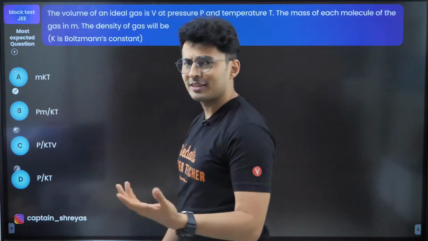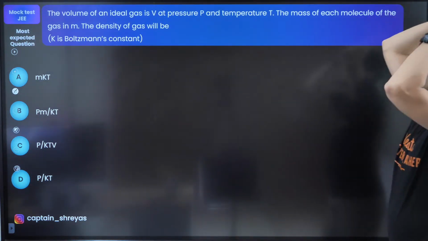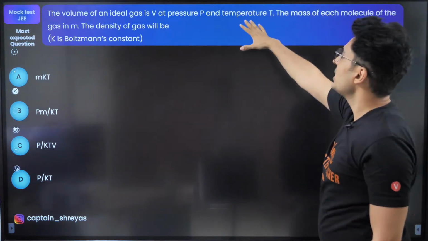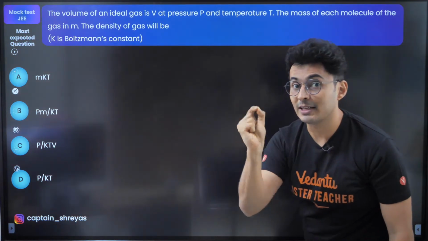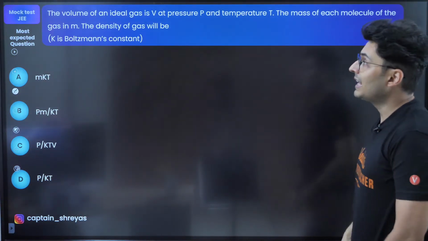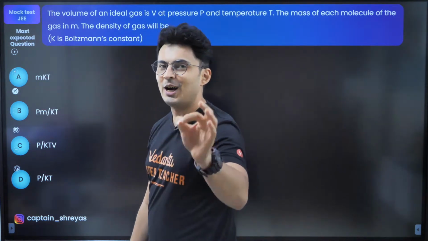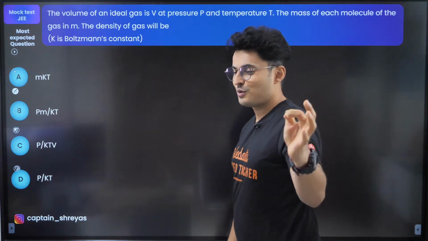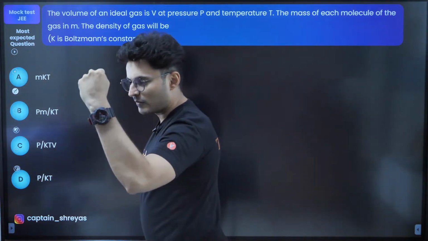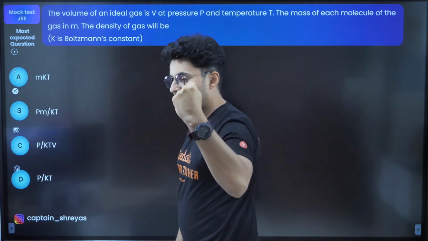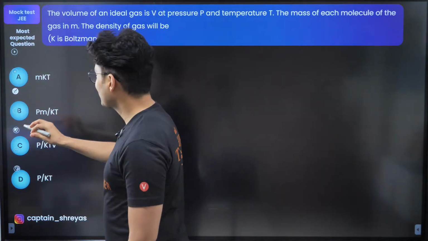I think it's on KTG and thermo gas laws combined. The volume of an ideal gas is V, pressure P, temperature T, and the mass of each molecule, not molecular weight, is m. The density will be, where K is the Boltzmann constant. Beautiful question. Let's see how many of you are good with manipulating the formulas. If you have completed the entire JEE Main syllabus, all the best. You should aim for close to 300 marks.